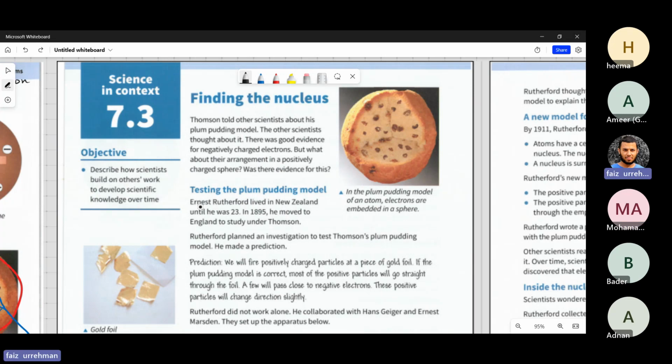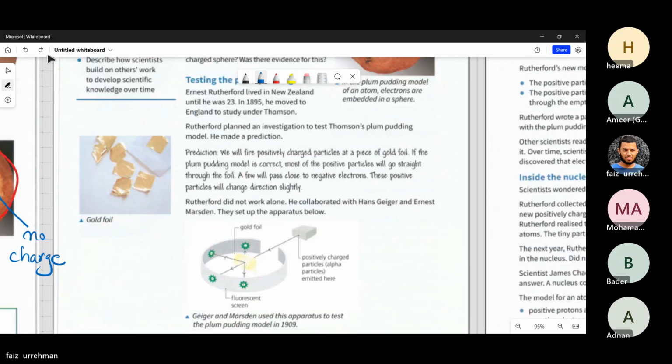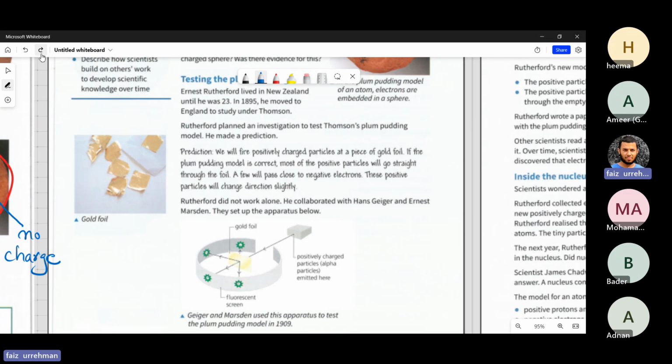So Ernest Rutherford lived in New Zealand until he was 23. In 1895, he moved to England to study under Thomson. So he was a student of Thomson. Rutherford planned an investigation to test Thomson's plum pudding model. He made a prediction.